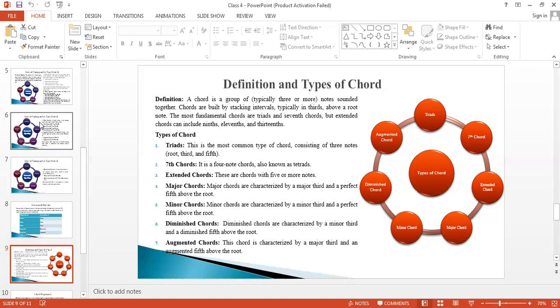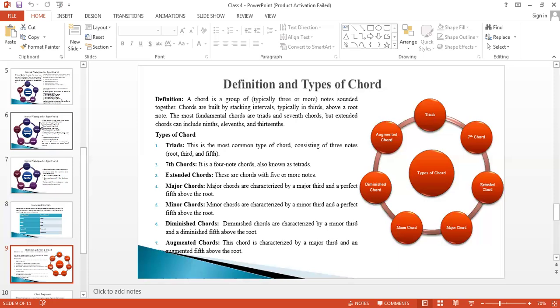We have types of chords. We have the triad, which is the most common type of chord, consisting of 3 notes, which are the root, the third, and the fifth. We have the seventh chord, which is a 4-note chord, also known as a tetrad. Extended chords are chords with 5 or more notes.